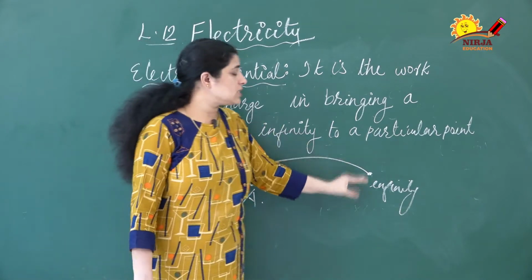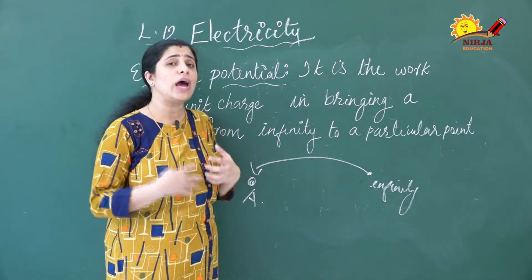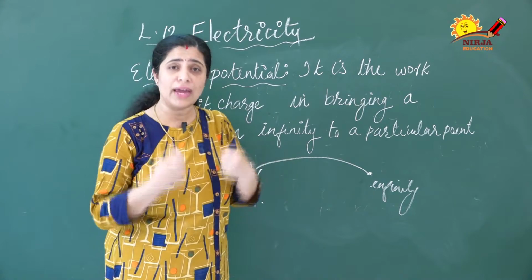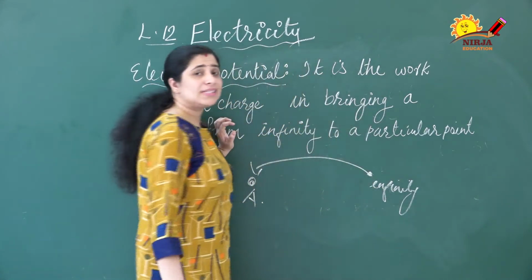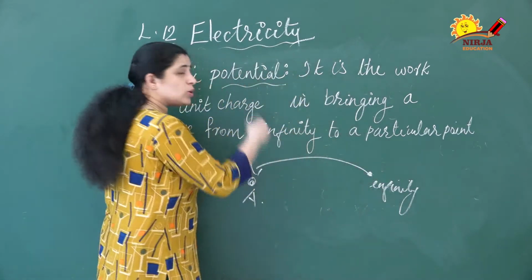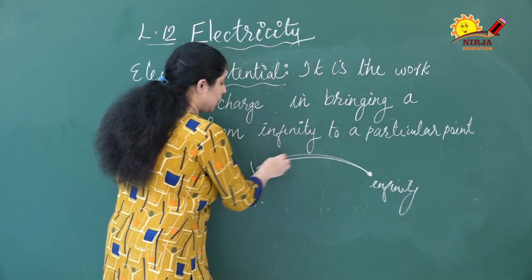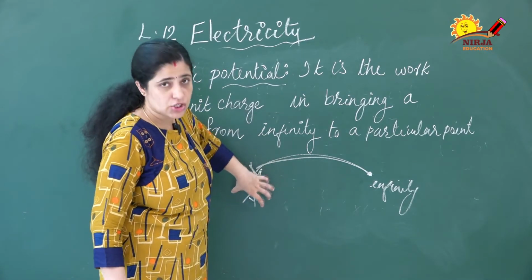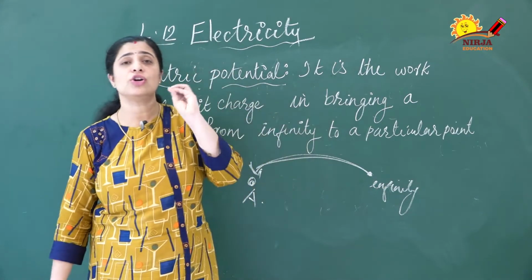Here one more thing is there. When you are applying force or doing work, you have to utilize some amount of energy. This energy is stored in the charge. This energy will be stored in the charge, and when you are moving it, it will be stored in the charge only. That means it will move from here to here, and now it will have some energy. The potential energy that is given, you know the law of conservation of energy.